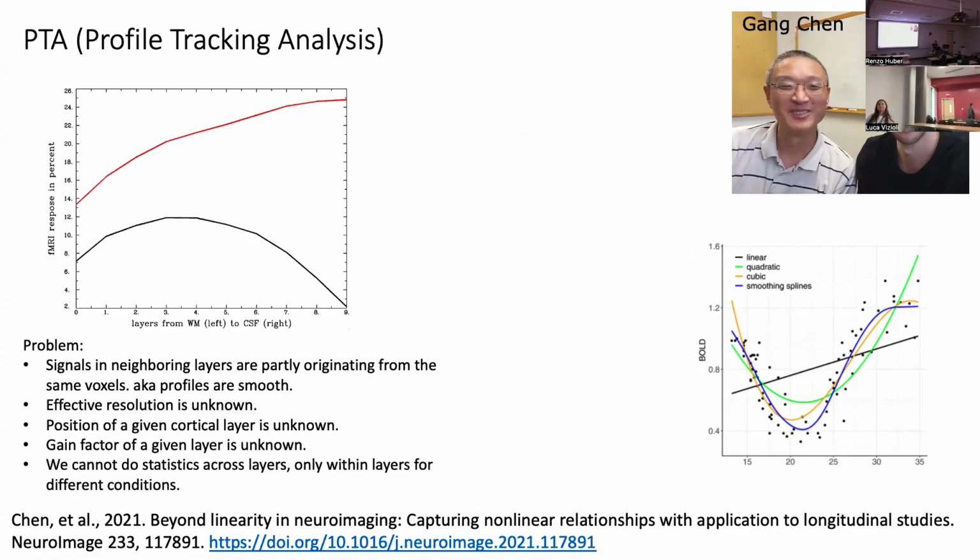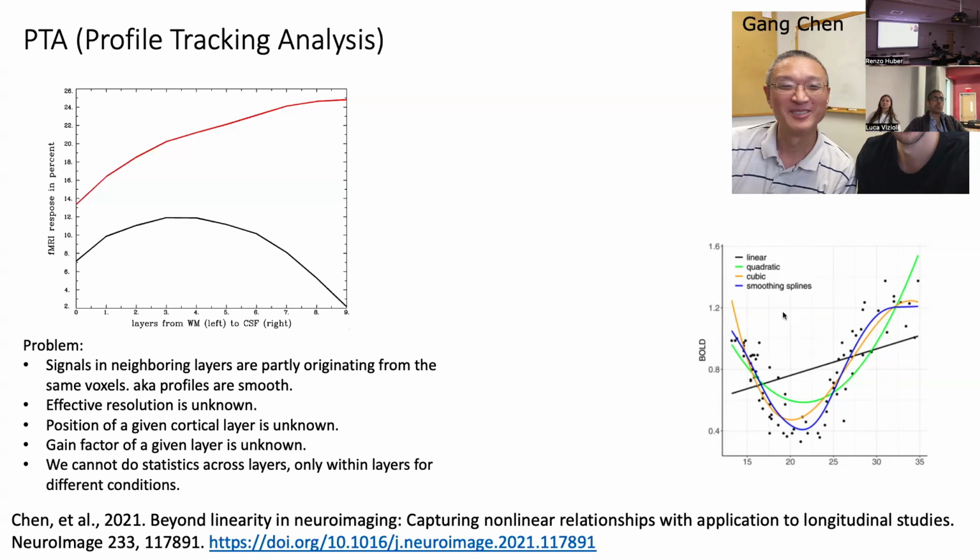And I will show you one way that I learned from Gang Chen, which is solving a lot of problems that we have. Namely, in layer-fMRI, specifically if we work on a higher spatial grid than we have resolution for, these profiles are smooth. So we have more data points than we have independent samples. So neighboring data points are not statistically independent. Also we don't really know which layer refers to which cortical depth. And we also often don't know how statistically dependent they are.